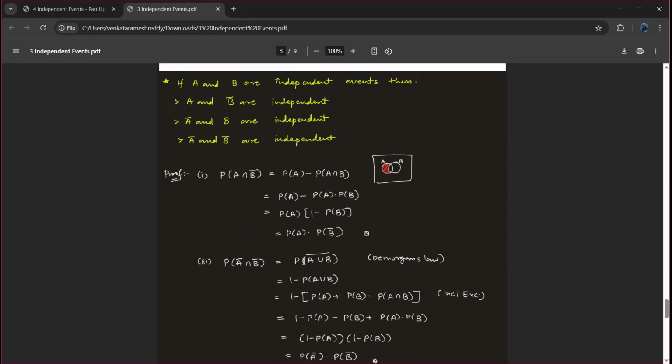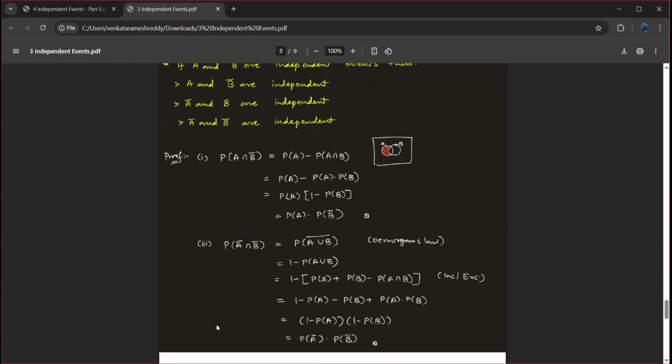After solving this, I can write 1 minus P of A as P of A complementary, and 1 minus P of B as P of B complementary. From this proof, we can understand that if A and B are independent events, then A complementary and B complementary are also independent. So remember those things.